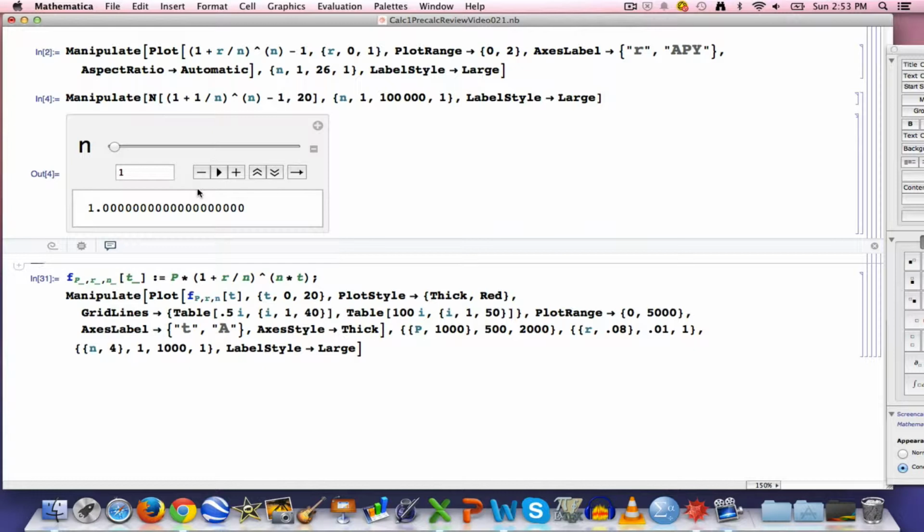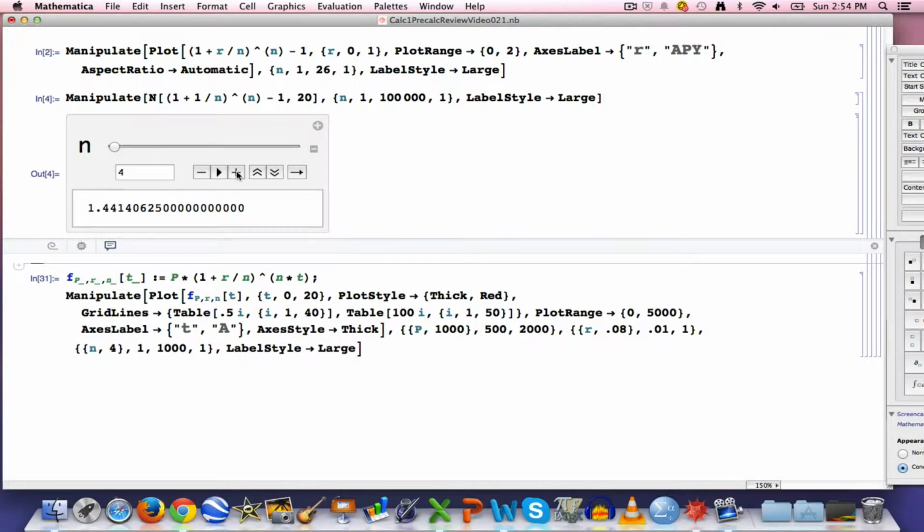If n is 2 and it's a 100% interest rate compounded twice a year, that means each 6-month period your money is going to grow by 50%. If you put $100 in there, that means after 6 months it's going to go to $150. And after 6 more months it's going to grow by 50% again. 50% of 150 is 75. 150 plus 75 is 225. So your money more than doubles. It grows by 125%. Let's see if that happens here. Yes, when n is 2, the APY is 125%.